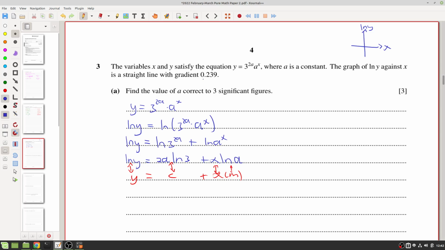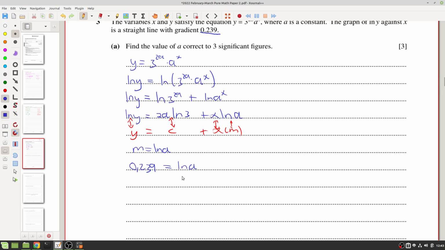But we know what m is. m is our gradient here. We know that m equals ln a, and our gradient m is 0.239. So 0.239 equals ln a. Then we're going to rewrite this in exponential form. We take the base of this logarithm, which is e, and raise it to the power of the number that's by itself, 0.239. And that equals this value here, a.